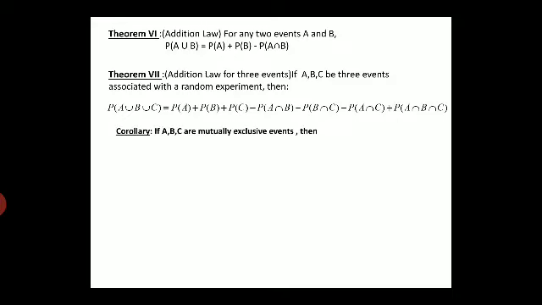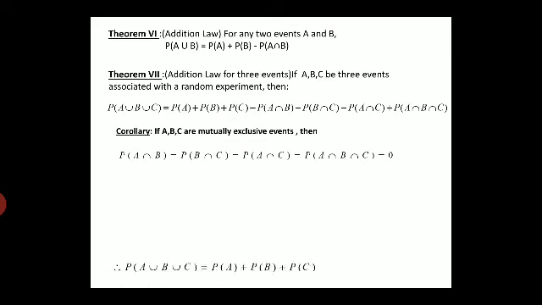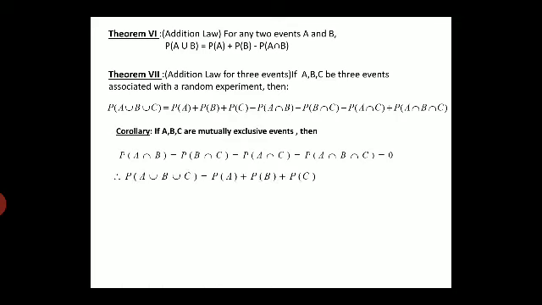Corollary, if A, B, C are mutually exclusive events, then probability of A intersection B equals probability of B intersection C equals probability of A intersection C equals probability of A intersection B intersection C equals 0. Also, probability of A union B union C equals probability A plus probability B plus probability C.